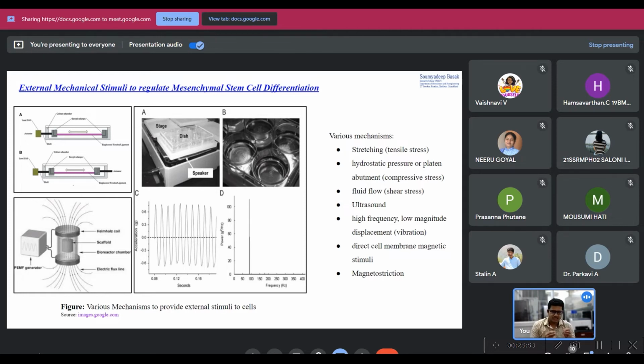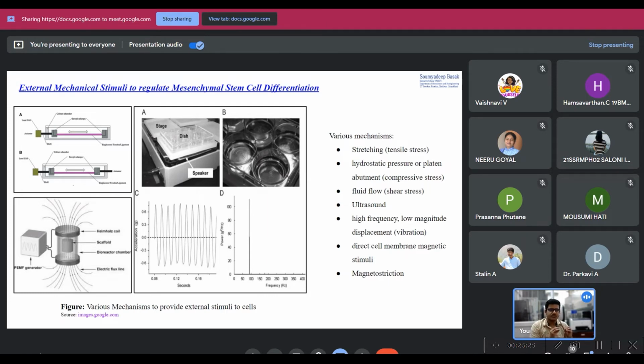Not only growth factors are required for stem cell differentiation. When we talk about stem cell differentiation, we talk about various internal and external stimuli, the growth conditions, and the growth factors supplied to the stem cells. Not only these growth factors or cocktails of them, there are also various mechanical stimuli that can have a significant impact on the stem cell differentiation property.